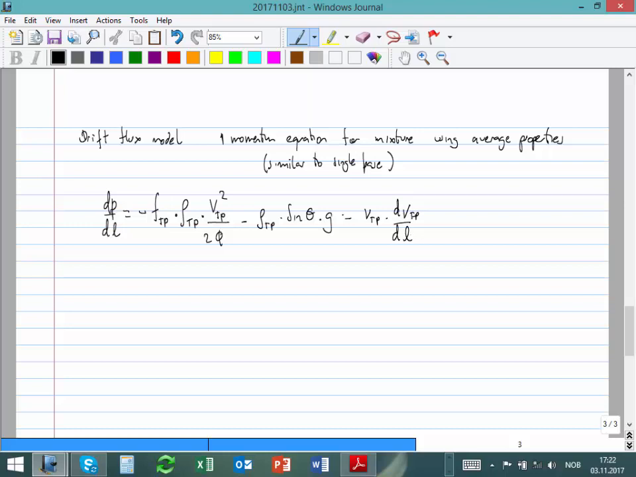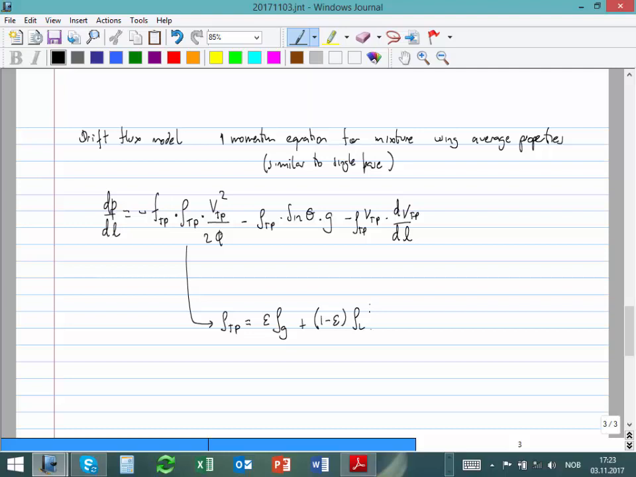Okay, and then we have the density missing here. So I took exactly the same equation and just put everything as two phase. The way we're going to use this model in class, and there are different variations, is to say that the density of two phase is equal to the void fraction times the density of the gas plus 1 minus the void fraction times the density of the liquid.